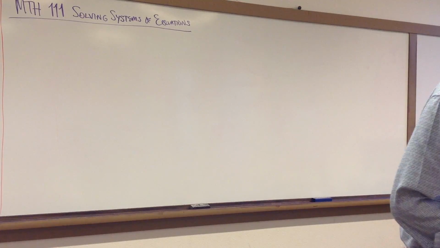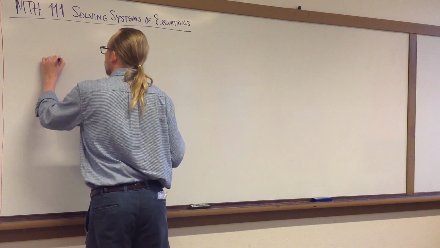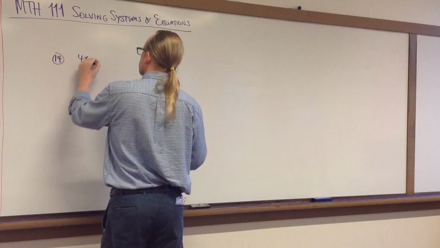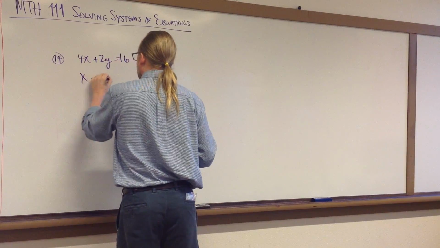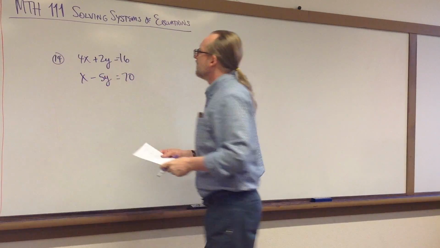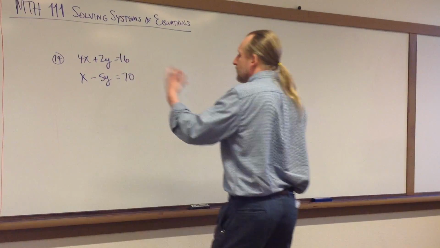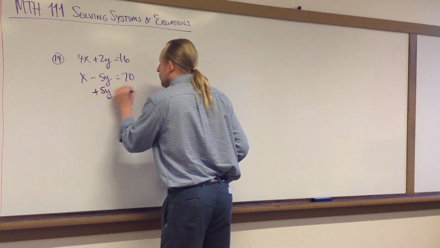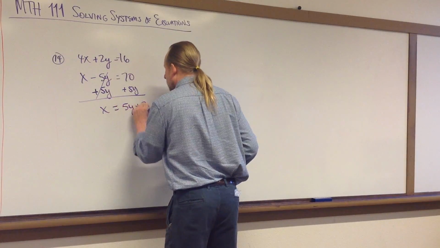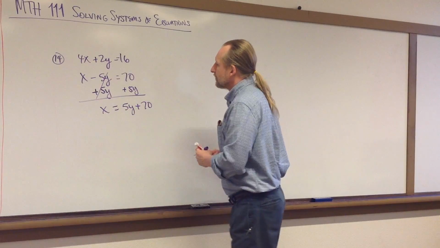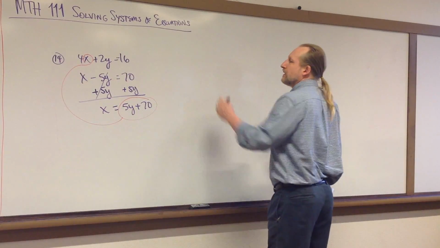Let's see here. Problem 14. 4x plus 2y is 16. x minus 5y is 70. Well, this one is really set up for substitution. You could do elimination if you wanted to. There's nothing wrong with that. I just see it's pretty straightforward to get that x by itself. x is 5y plus 70.